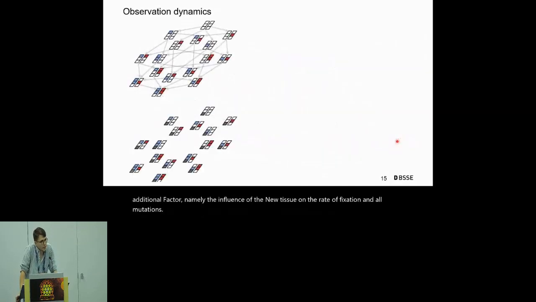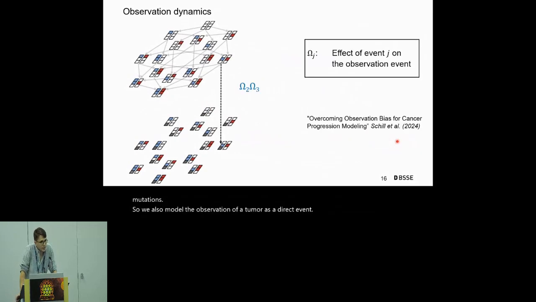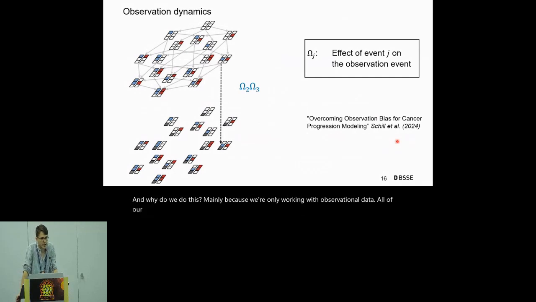So we also model the observation of a tumor as a direct event. And why do we do this? Mainly because we're only working with observational data. All of our clinical genomic datasets at hand are purely observational, meaning that each patient that has a tumor and appears there has to have been diagnosed. And only the patients that have symptoms do get diagnosed. So the data generating process is inherently biased, or even conditioned on the tumor having shown symptoms.